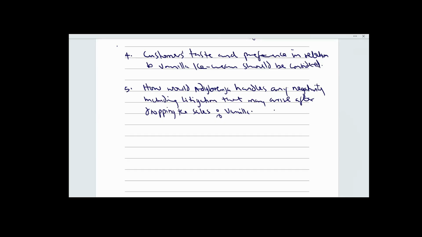Instead of that, we can say, how would Adigboluja handle any negativity that may arise after dropping the sale of vanilla? Because like I mentioned the other time, customers can go on social media and be lashing the company. They might say, I wanted to buy ice cream today and they said they are no more selling vanilla, which is my choice. Customers can be funny at times. So these are the things we are talking about.